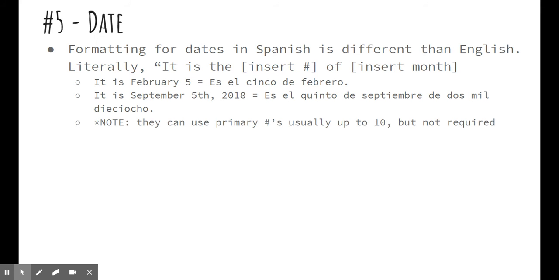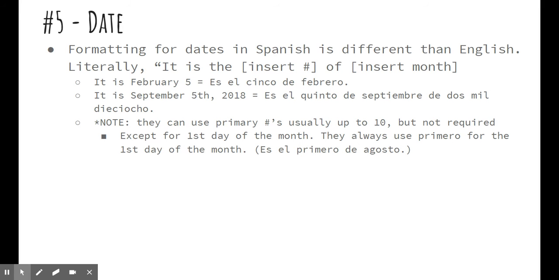They can use primary numbers, usually up to 10, but that's not required. So quinto would be one of those primary numbers for fifth. So you also have first, second, third, fourth. That's the primary numbers. Not required except for the first day of the month. They will always use primero for the first day of the month. It's very rare that you'd see es el 1 de agosto. You'll usually see es el primero de agosto. Also note, if you want to add the year to the date, like in the example, you're just going to add another de and then the year. So 2018, or 2020.